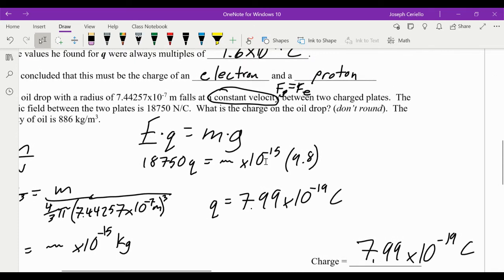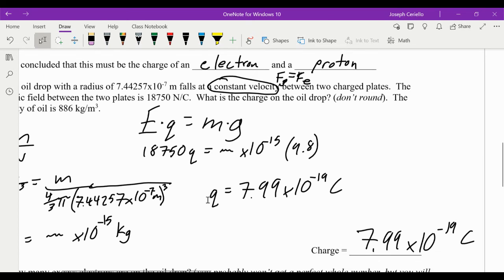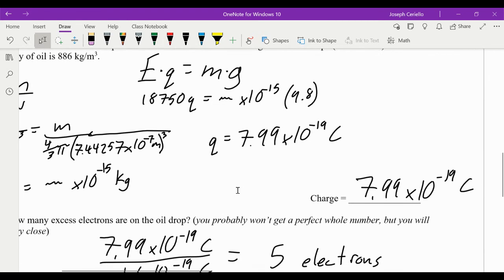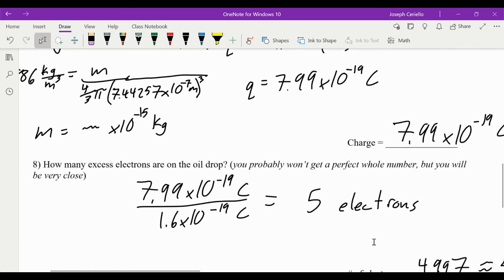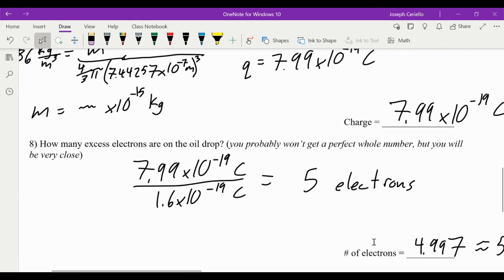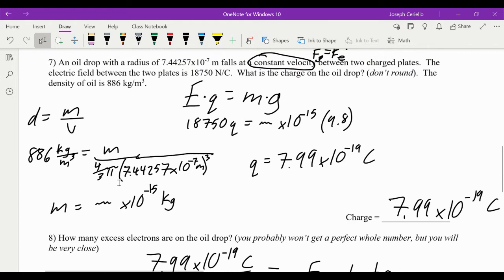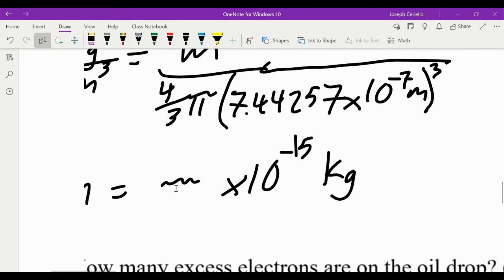Then from there, m times g, so that tiny number, times g, which is 9.8, divided by the electric field strength, because you have 18,750, you have to get Q alone, you should be able to get about 8 times 10 to the negative 19 coulombs, which is about 5 electrons. Now this little squiggle here that I threw in doesn't really mean anything. It just means I know there's a number there that's times 10 to the negative 15. I don't remember what it is offhand.